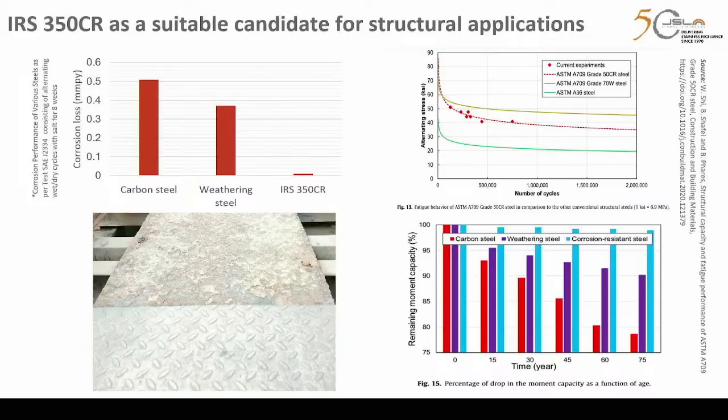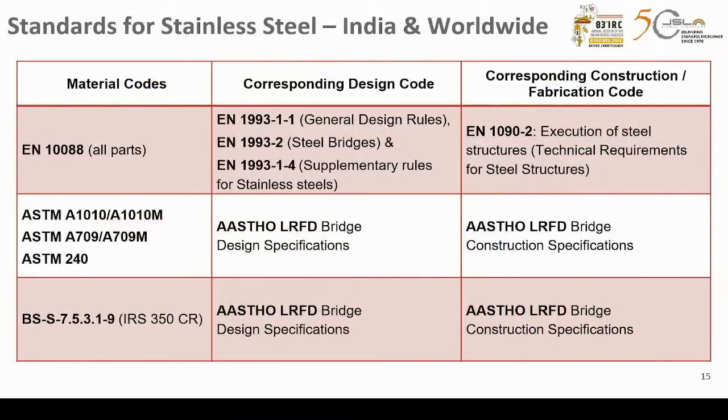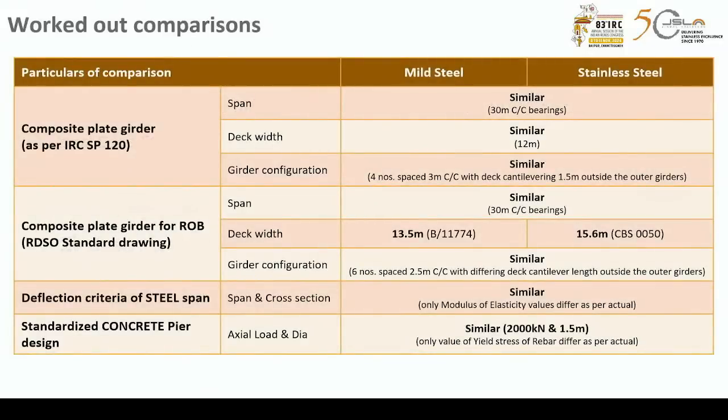Then on the right side, as you see, for the fatigue behavior, IRS 350 is equivalent to ASTM A709 50 CR, and you see that the fatigue resistance is pretty nice, and likewise the remaining moment retaining capacity. Here we have also compared carbon steel, weathering steel, and corrosion resistant, meaning stainless steel. To give you a direct impression, there is a picture in the left bottom quadrant showing checkered plates of the same grade, and you see the corrosion that has happened. I'll skip these standards and quickly come to the case study.